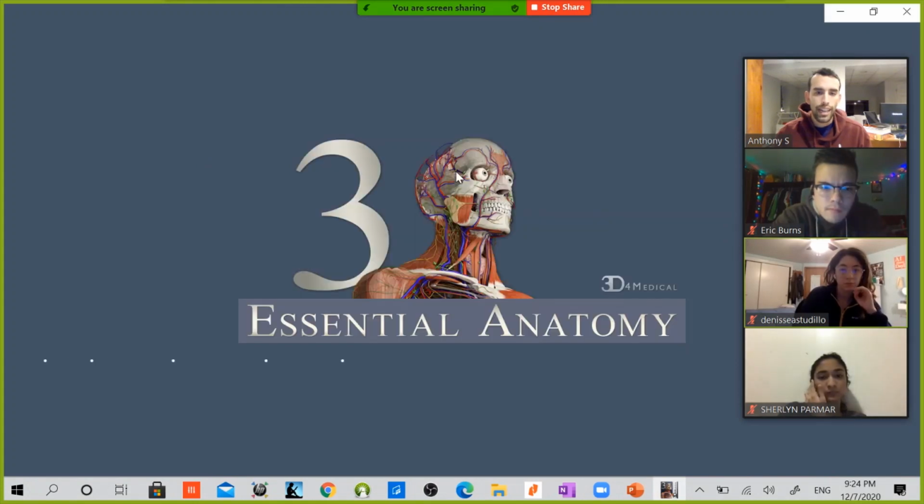Again, like I said, this app, 3D Essential Anatomy, is great to have. I know someone said there's an updated version, which hopefully this might load, but while it's loading.